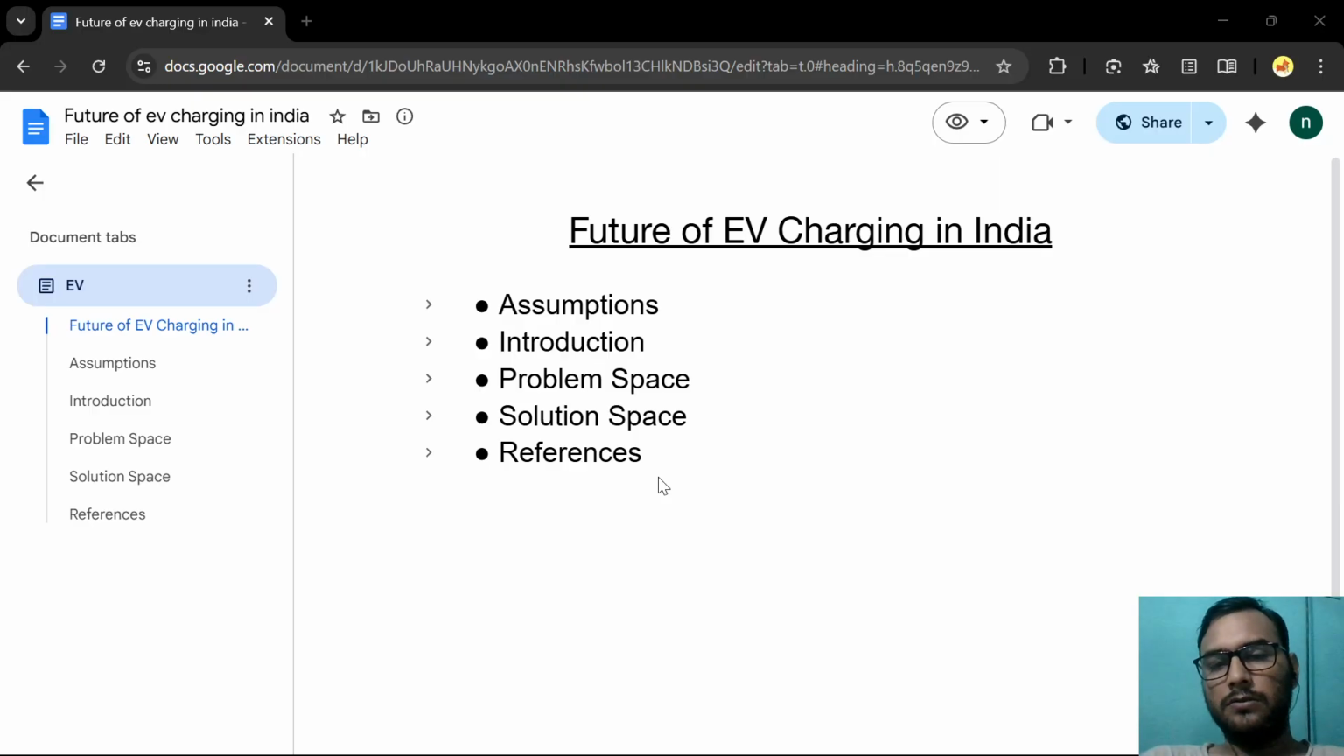Today let us discuss one of the assignments that I've been doing. I submitted it last week or something. The topic given was that we had to do a research task. The topic was the future of EV charging in India. And there was no set prompt, nothing like to prepare a PRD or prototyping, anything like that.